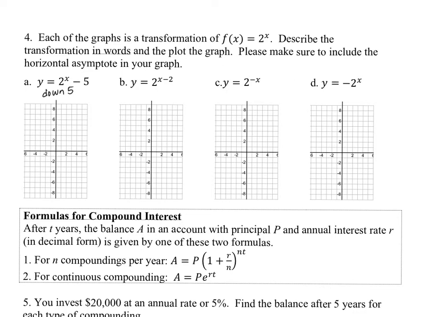Okay, typically the horizontal asymptote is at y equals 0. I want to move it down 5. So it's going to move down to here. And I'm going to go ahead and draw that in because it's going to help me make sure that my curve is going in the correct way.